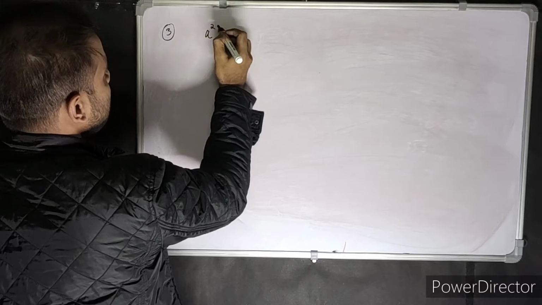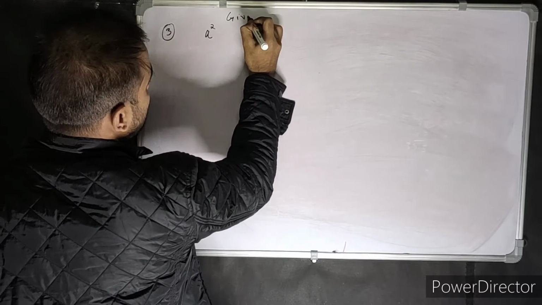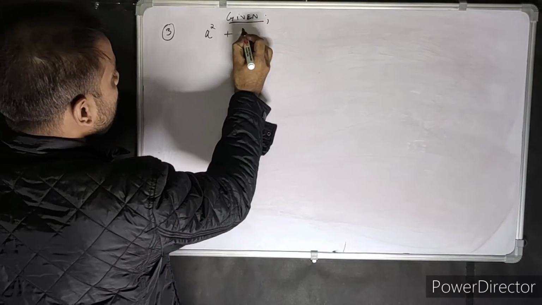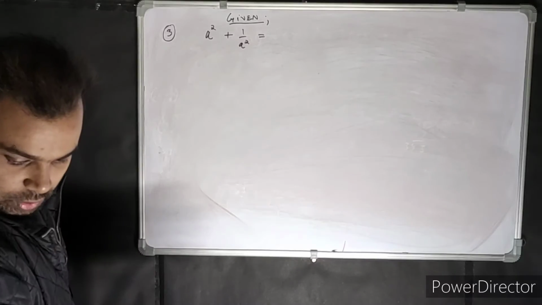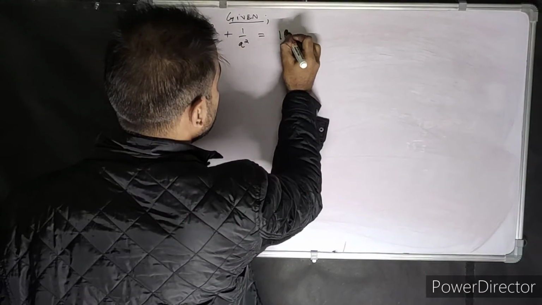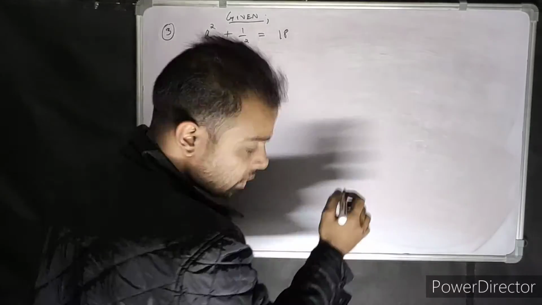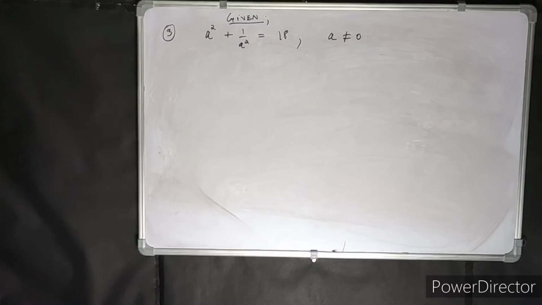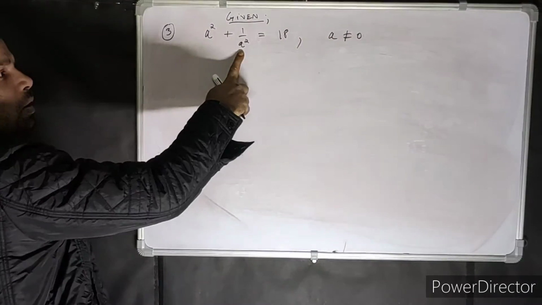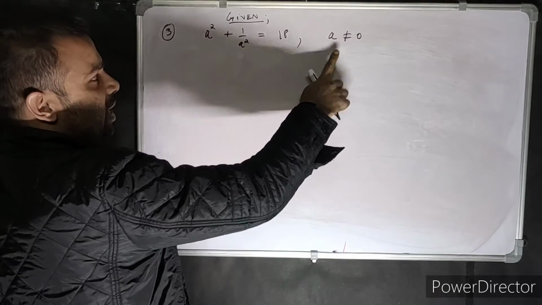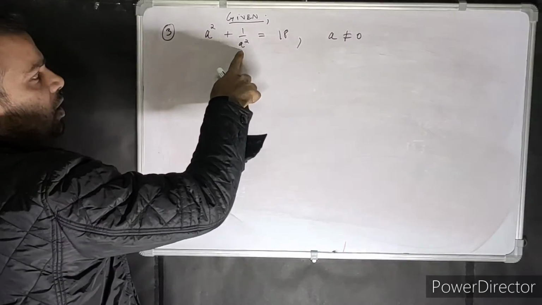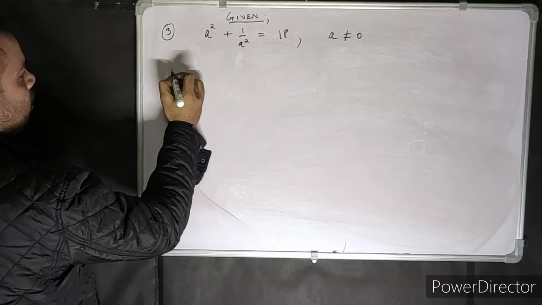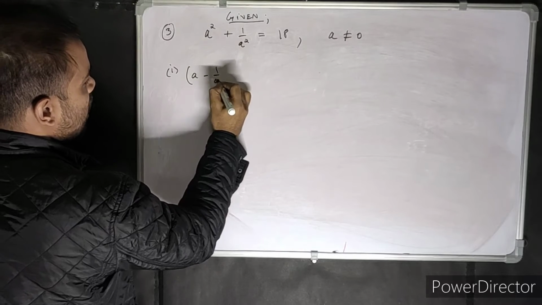Question number 3. It's given that a square plus 1 by a square is equal to 18. And there is a condition also, given in the previous part. I didn't write this condition in question number 2. Please write that a is not equal to 0, because if a becomes 0, you cannot divide by 0. This is mathematics, that's a problem. So the first part is a minus 1 by a.